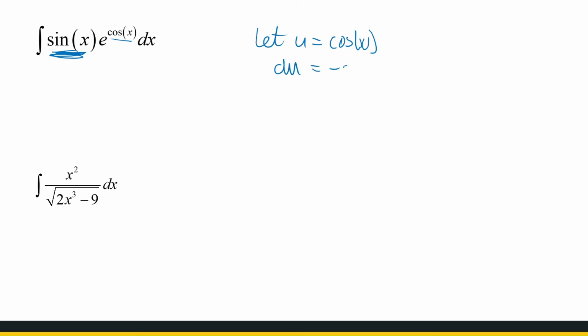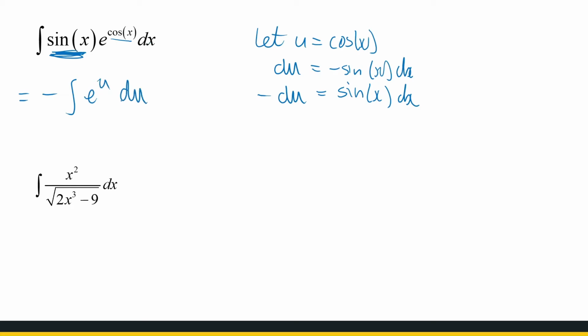du is then minus sine x dx. Now I only have a sine x, but that's easy to compensate for. Minus du is then sine x dx. So let's take a look. This is then minus the integral. That sine x dx gets swallowed up, and I've got e to the power u du. And that we know is nice and easy to integrate. That's minus e to the power u plus c, which is minus e to the power cos x plus c.